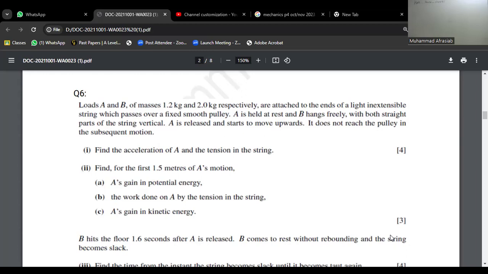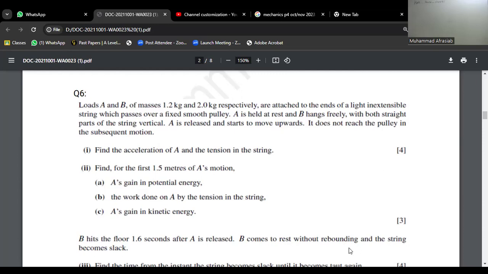Part 2. Find, for the first 1.5 meters of motion of A: Part A, A's gain in potential energy. B, the work done on A by the tension in the string. And C, A's gain in kinetic energy.